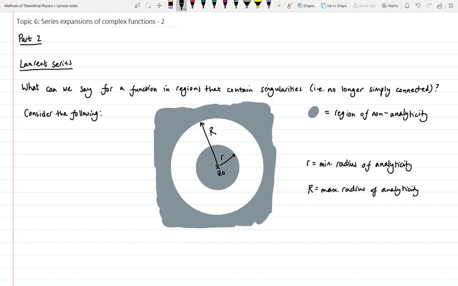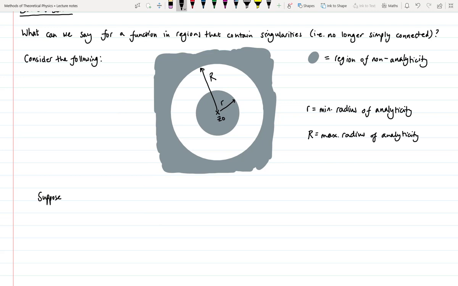I'll note also that we can take the minimum radius of analyticity. We could assume that that tends to 0 if we're considering a singularity that is a point. And we could consider the maximum radius of analyticity tending to infinity if there are no more singularities outside the small radius r.